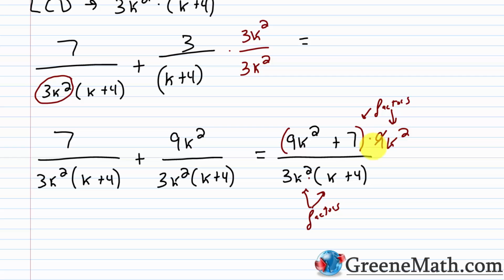So then I could cancel this 9 with this 3, and this would give me a 3, if that's the problem we have. We don't have that, though. So there's nothing I can do to simplify. Let me erase all this. There's nothing I can do to simplify it. So 9k squared plus 7 over 3k squared times the quantity k plus 4 is our simplified answer.